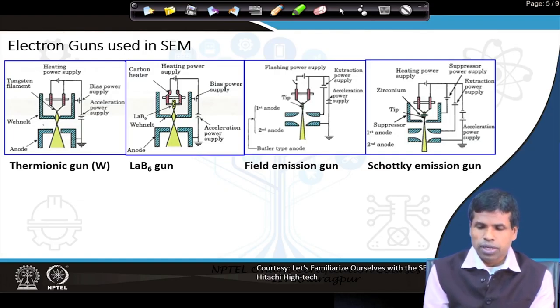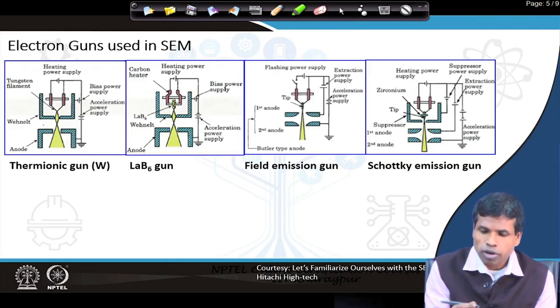At present, mostly field emission guns or Schottky emission guns are used because they provide much higher brightness, smaller spot size, and much higher reliability and lifetime. Therefore, field emission guns and Schottky emission guns are used in modern-day microscopes, and certainly they are a little more expensive compared to the thermionic gun and lanthanum hexaboride gun scanning electron microscopes. So let us first discuss the thermionic gun.